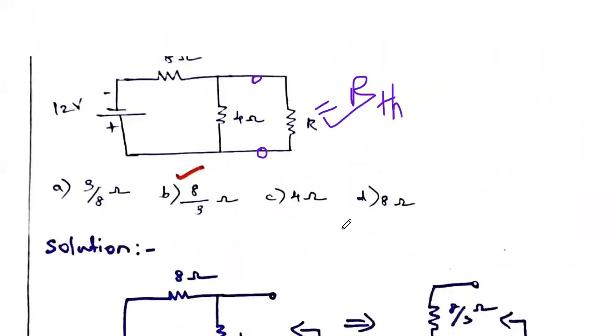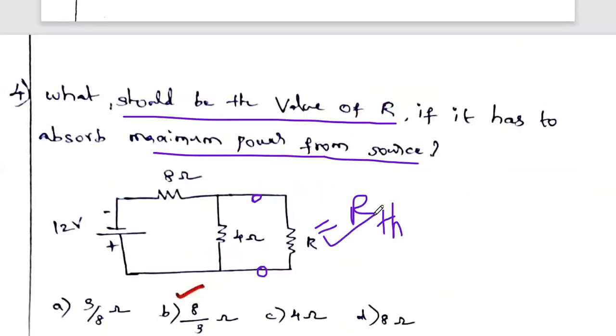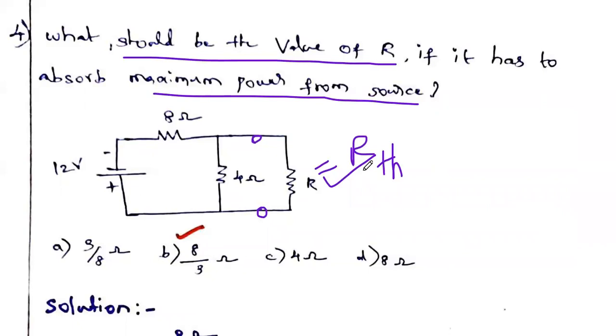Okay, so you see the thing. In order to find out the RTH, you already know the procedure. In order to find out the Thevenin's resistance, first we have to remove this load. This R is the load, you just remove it. And in the remaining network, we have to make all voltage sources and current sources zero. Here there is one voltage source. This voltage source we have to make a short circuit.